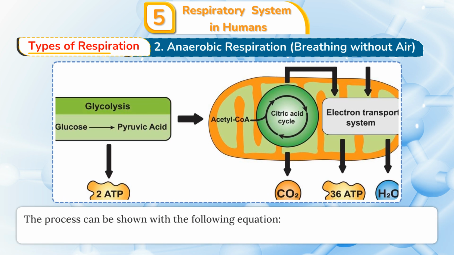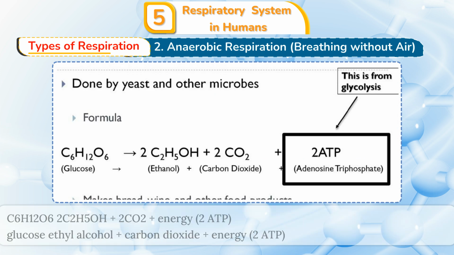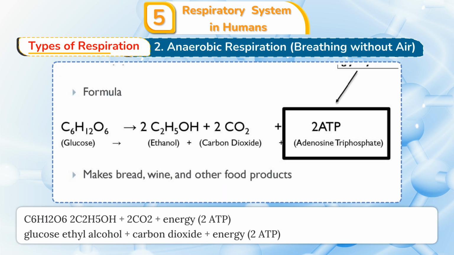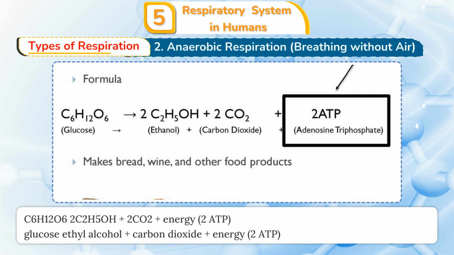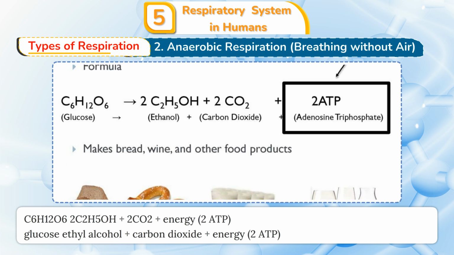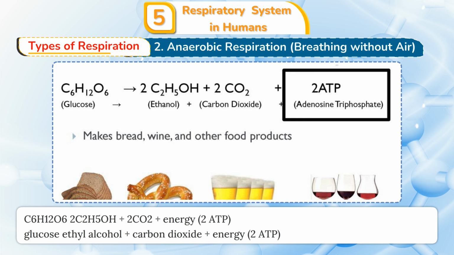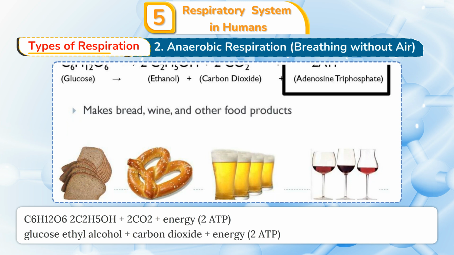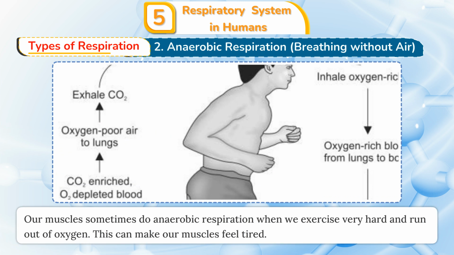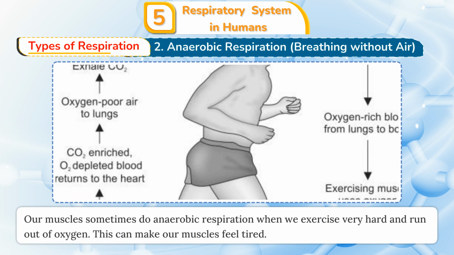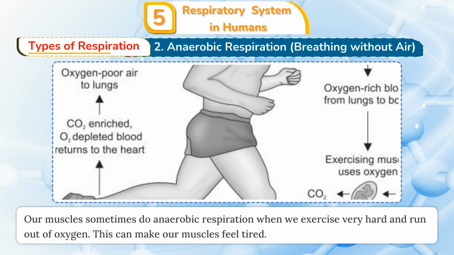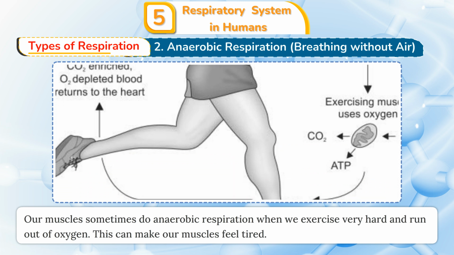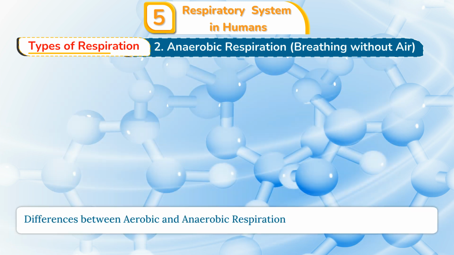The process can be shown with the following equation: C6H12O6 → 2C2H5OH + 2CO2 + energy (2 ATP). Glucose gives ethyl alcohol plus carbon dioxide plus energy, 2 ATP. Our muscles sometimes do anaerobic respiration when we exercise very hard and run out of oxygen. This can make our muscles feel tired.